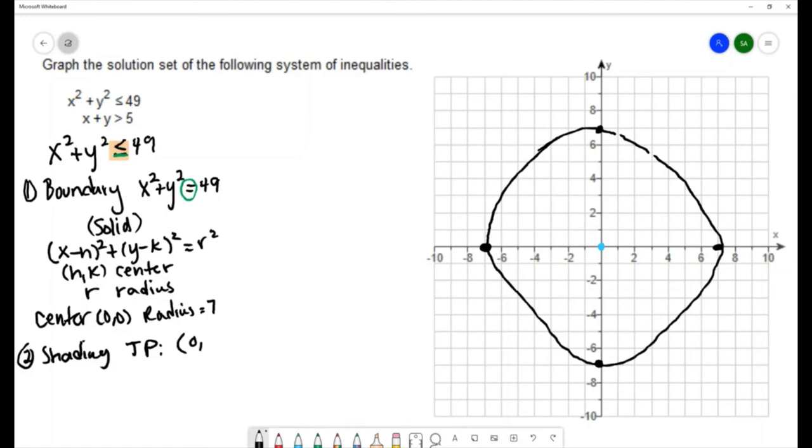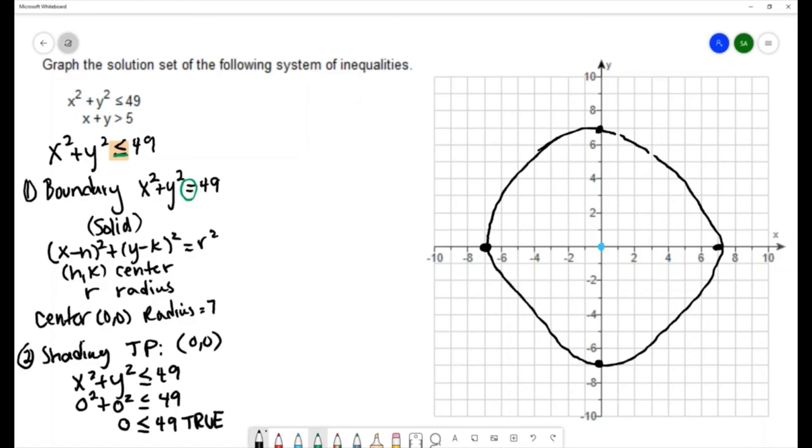So I'll pick the ordered pair 0, 0, and we'll substitute that into the inequality. x squared plus y squared is less than or equal to 49. And that gives the statement 0 squared plus 0 squared is less than or equal to 49. And when we simplify, 0 is less than or equal to 49. That is a true statement.